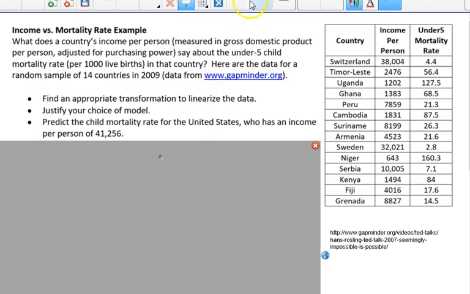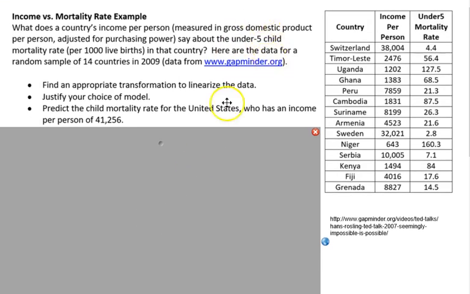To introduce section 12.2, we're going to look at this example with income versus mortality rate from data from the Gapminder website. So here we have a situation where we have the income per person in a country, which has been weighted, adjusted for purchasing power, and the under 5 mortality rate, which means per 1,000 live births, which means the average number of children who die before the age of 5 out of every 1,000 that are born. And we're going to look at a graph relating those two variables.